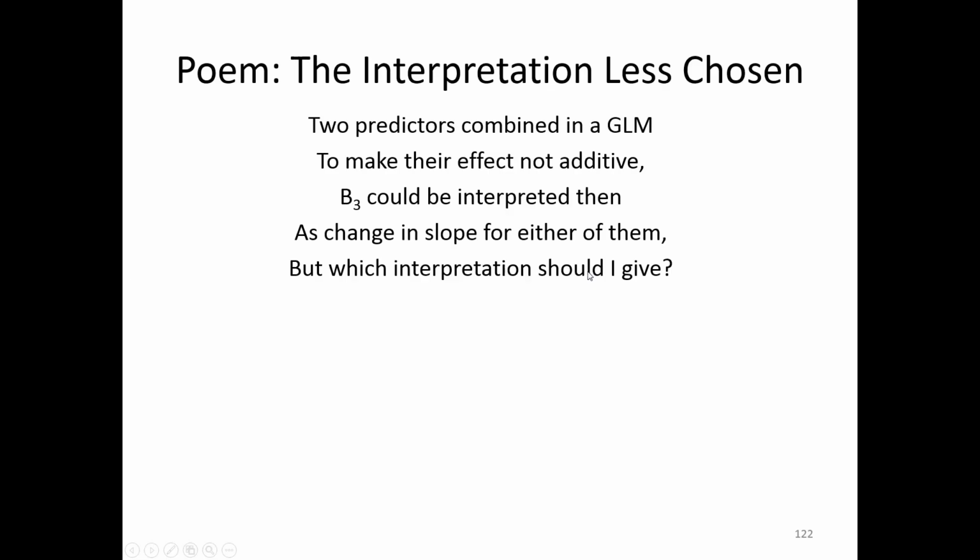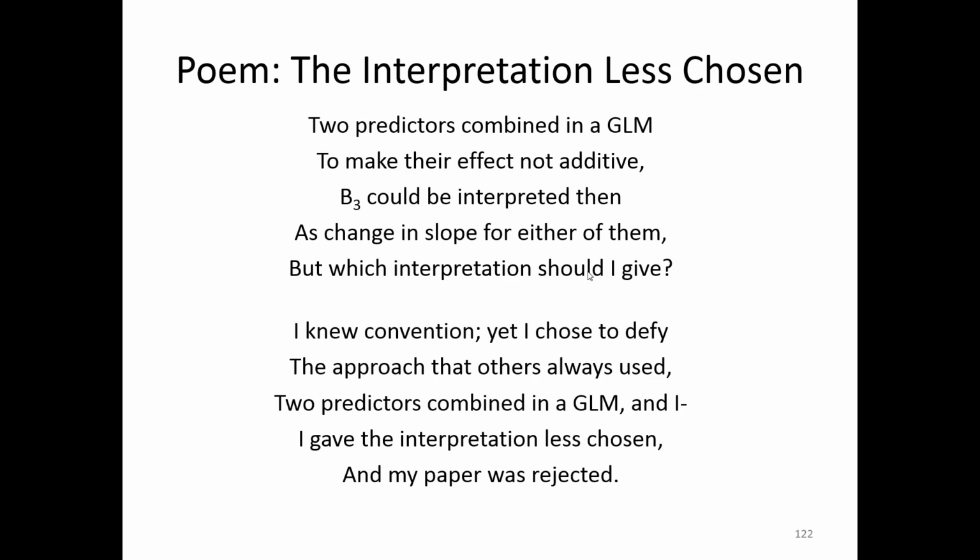Okay, so I have a poem that I was inspired by all this stuff on interactions to write. Two predictors combined in a GLM to make their effect not additive. B3 could be interpreted then as change in slope for either of them, but which interpretation should I give? I knew convention, yet I chose to defy the approach that others always used. Two predictors combined in a GLM, and I gave the interpretation less chosen, and my paper was rejected. So thanks to Robert Frost, this was from his long-lost catalog that was recently found.